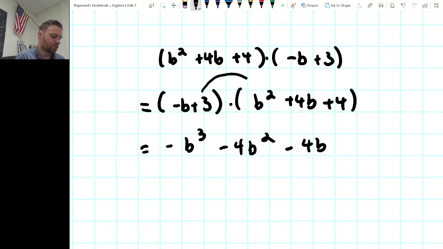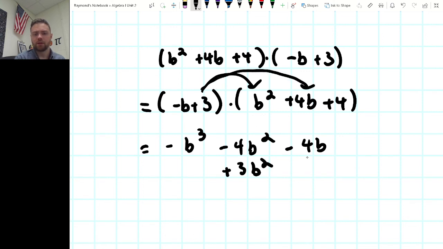So now I'm going to distribute 3 to every term. So positive 3 times b squared is 3b squared. And then 3 times 4b is going to be 12b. And then 3 times 4 is 12. And what I've done here is I've lined them up so I can combine like terms right off the bat, and that's also something you can do.